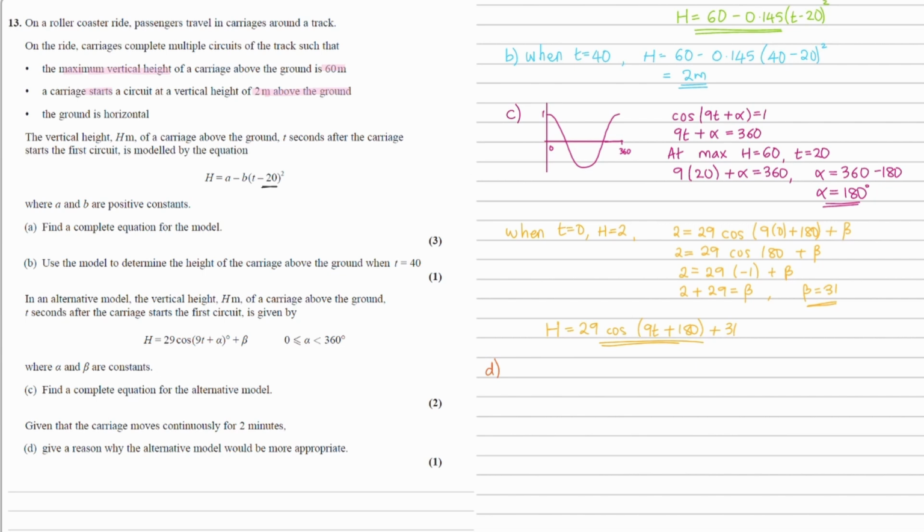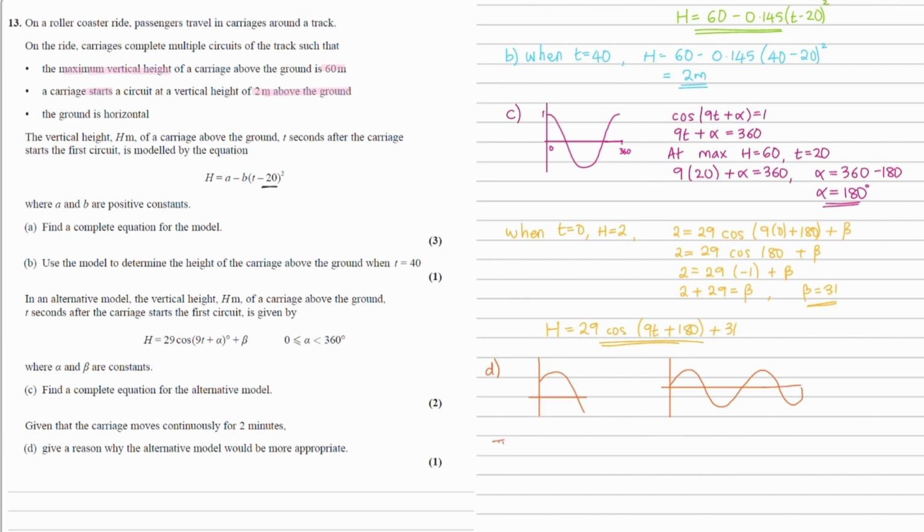The next part of the question says, given that the carriage moves continuously for 2 minutes, part D, give a reason why the alternative model would be more appropriate. So the initial model that was given to us was a quadratic graph. And as we can see, this quadratic graph is just moving downwards. The alternative model was a cosine graph, and we know that the cosine graph is periodic, meaning it repeats itself.